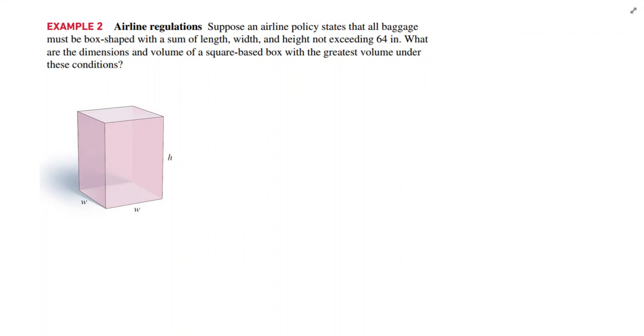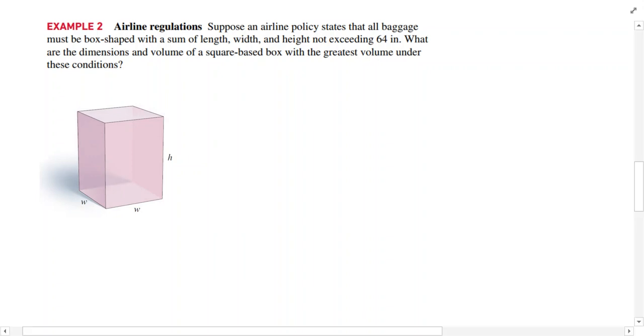Here we're given a problem and asked to figure out the dimensions of a box. It says here, airline regulations, we all know that they have some specific requirements for the types of carry-on luggage we can bring on. So it says, suppose that we have an airline policy that states that all baggage must be box-shaped with a sum of length, width, and height not to exceed 64 inches. So what are the dimensions and the volume of a square-based box with the greatest volume under these conditions?